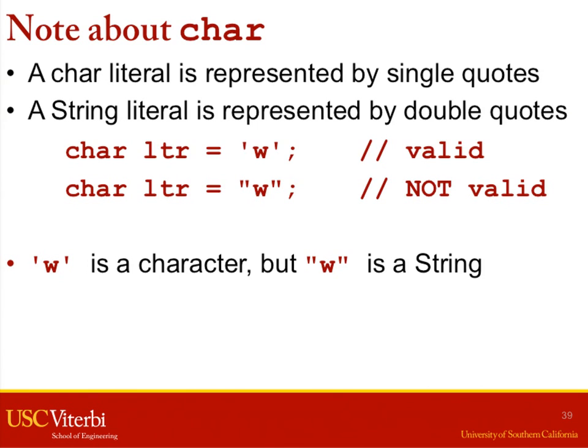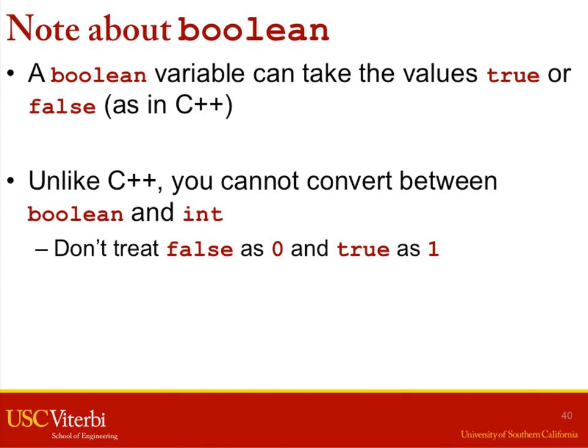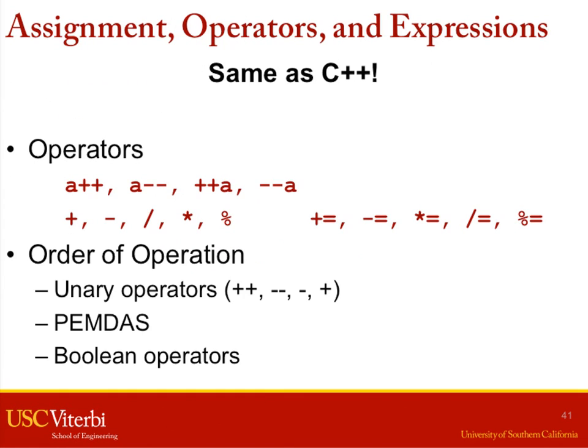Char is represented with single quotes. You can't use double quotes, because double quotes are used for a string, so you're going to get a type mismatch and it won't even compile. Boolean, like I said, has the values true or false. It is not an int. In C++, you could convert it to an int because you could get a value of 0 or 1. You can't do that here. It's its own type, and its values are true or false, period.